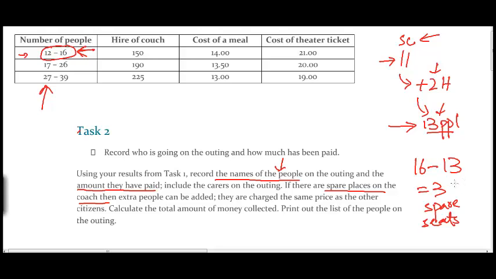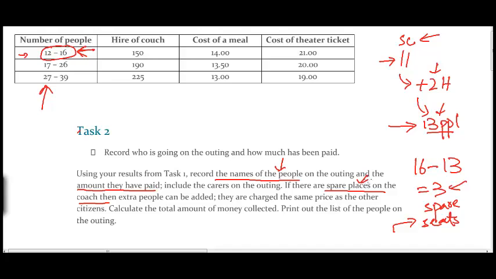So these 3 spare seats can be filled. So extra people can be added, right? Because there's still room for 3 people, we can have extra people added to this group before this group goes out on the trip. So that is what he's saying. First we have to find out if there are spare places on the coach.